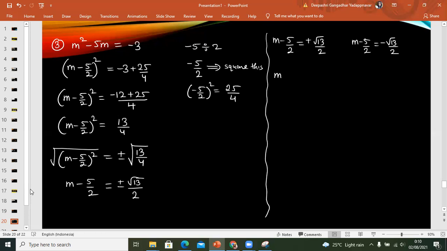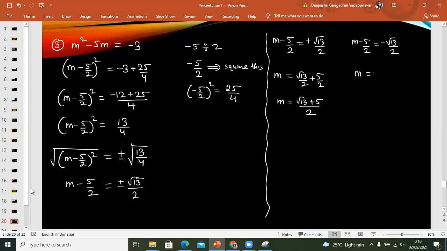Bring this negative 5 by 2 to the other side, it will become positive. So root 13 divided by 2 plus 5 divided by 2. m equals, the denominator is the same, so I can write root 13 plus 5 divided by 2. This is the answer. We cannot solve this further.